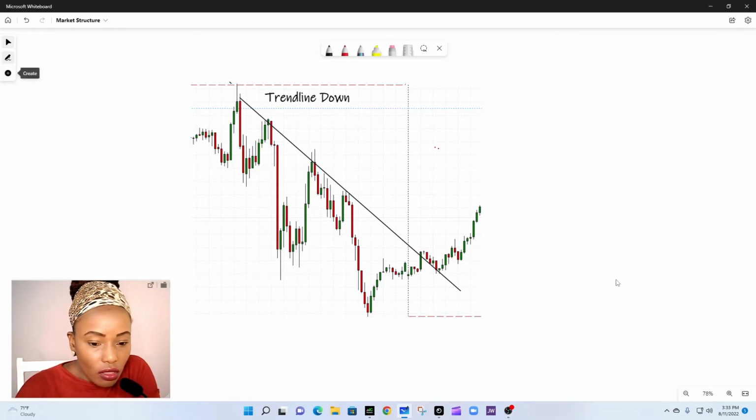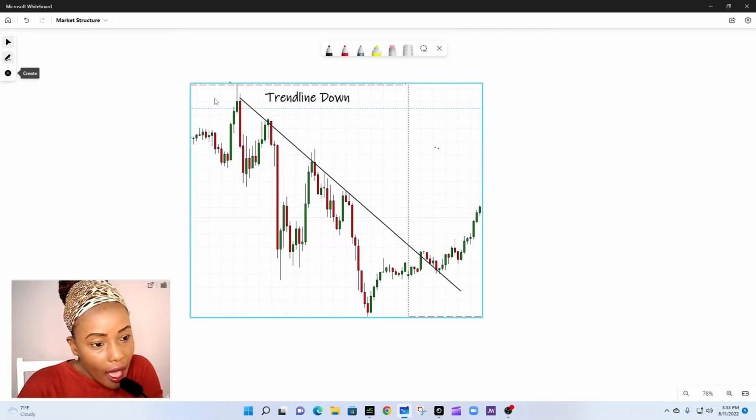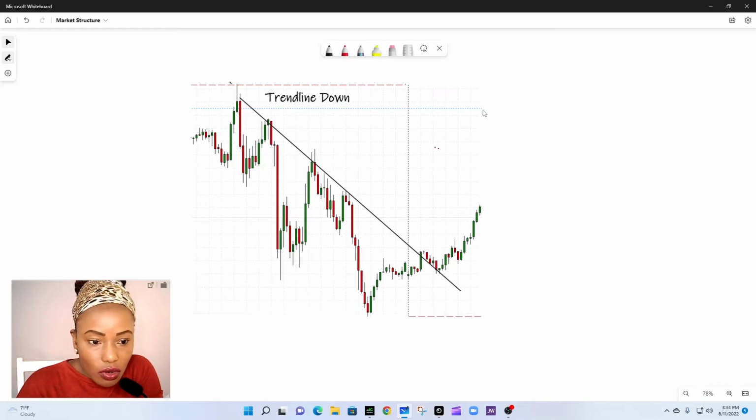So the first thing you do, identify the direction of the market. So here we can see the market has come from a high price point here. Let me draw a high price point. Let me use red. Okay, this is our high. Market is coming from a high price point and is pushing the prices lower and lower and lower.